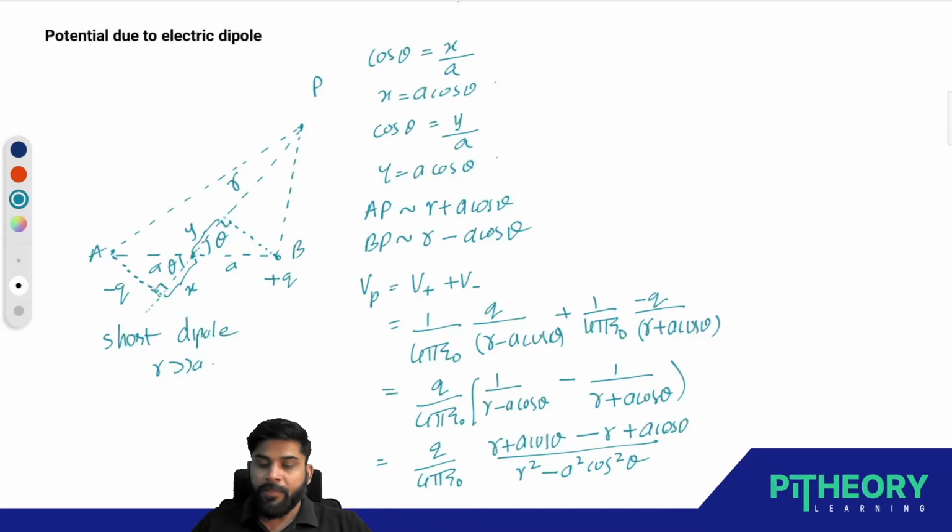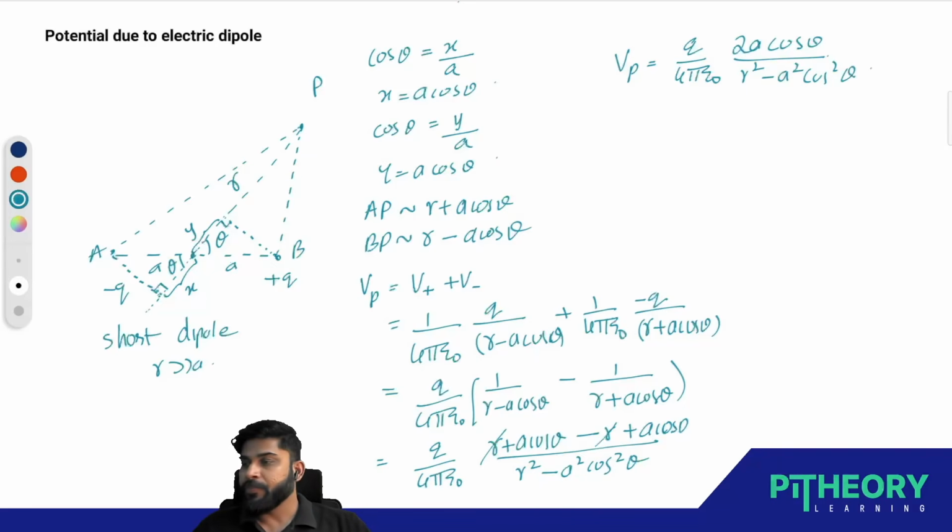All right, so what will happen here? We get the potential at the point P, Vp, equal to Q divided by 4 pi epsilon 0 into R plus a cos theta, R and R will get cancelled here. So you'll be getting 2a cos theta divided by R square minus a square cos square theta. Here 2qa is nothing but p. So you'll be getting 1 by 4 pi epsilon 0, p cos theta divided by R square minus a square cos square theta.